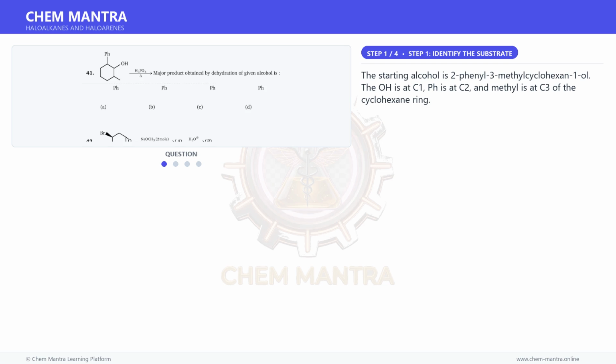The starting alcohol is 2-phenyl-3-methylcyclohexan-1-ol. The OH is at C1, phenyl is at C2, and methyl is at C3 of the cyclohexane ring.